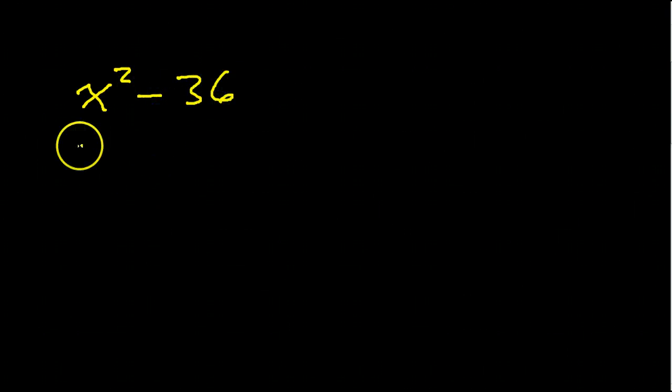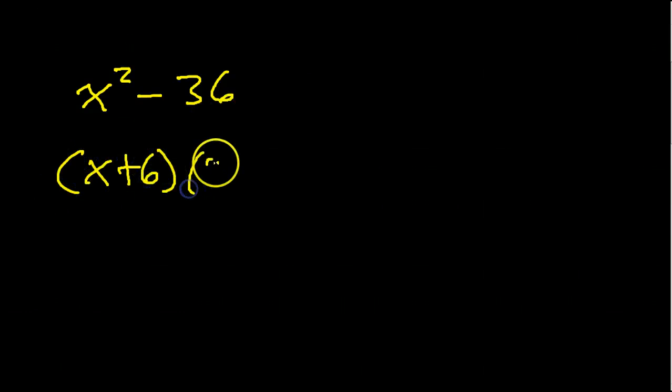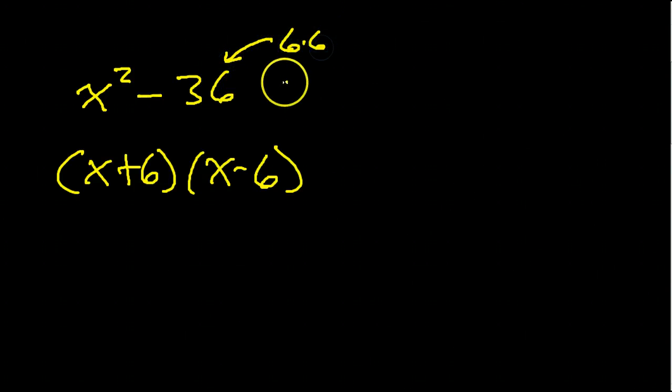Alright, well next we're going to get into something called the difference of two squares. And let's start off simple. Let's say I have x squared minus 36. That's going to factor as x plus 6 times x minus 6. Okay, this is called the difference of two squares because 36 is one of our perfect squares. It's 6 times 6. X is also a perfect square because it's x times x.